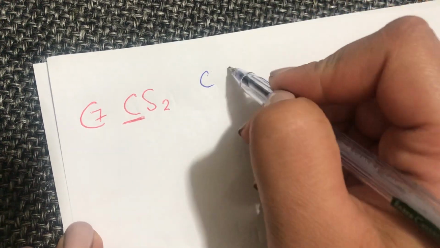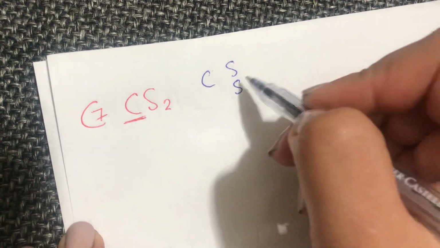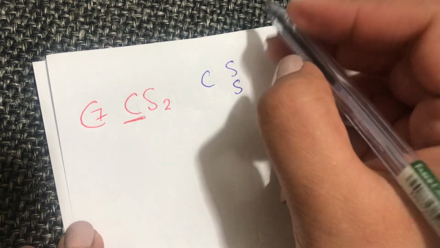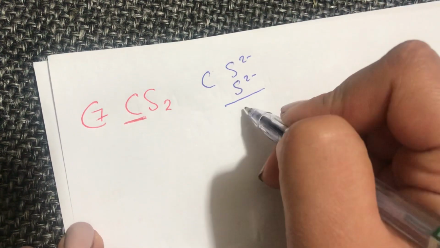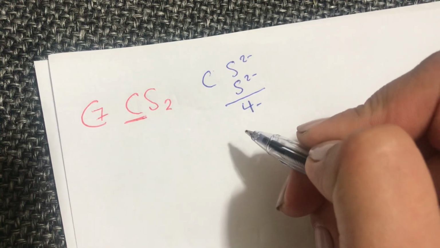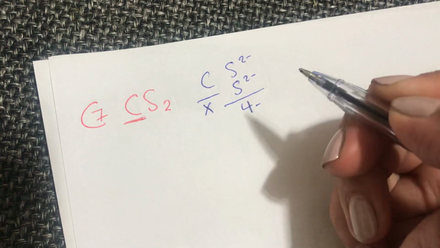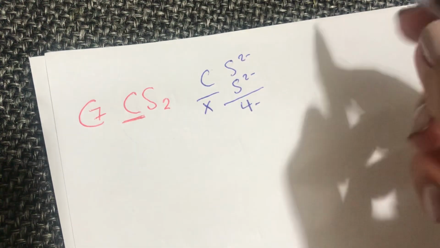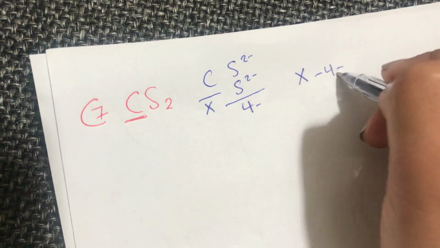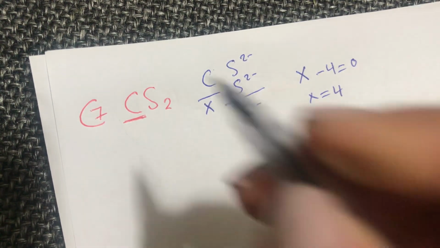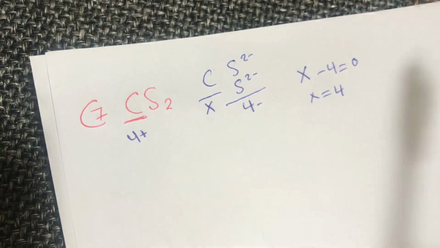Example 7. CS2. What is the oxidation number of carbon? C and 2 sulfur atoms. Sulfur is in group 6 in the periodic table, so it carries negative 2. So here the total is negative 4, and here unknown, you have to calculate it. It's a neutral compound, so when you add to each other, the total is 0. So the oxidation number of carbon is positive 4.